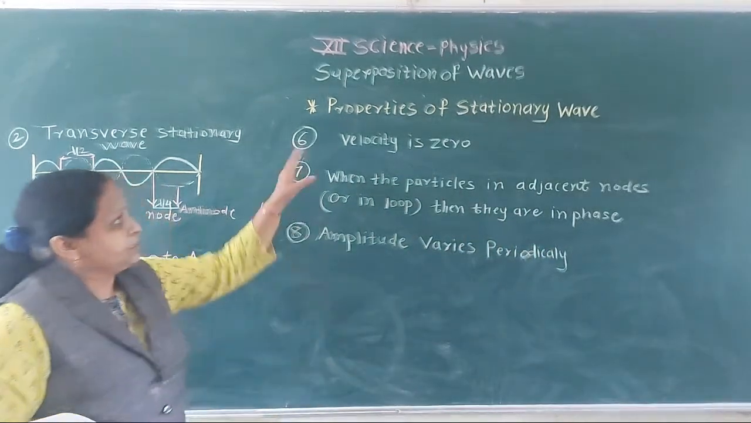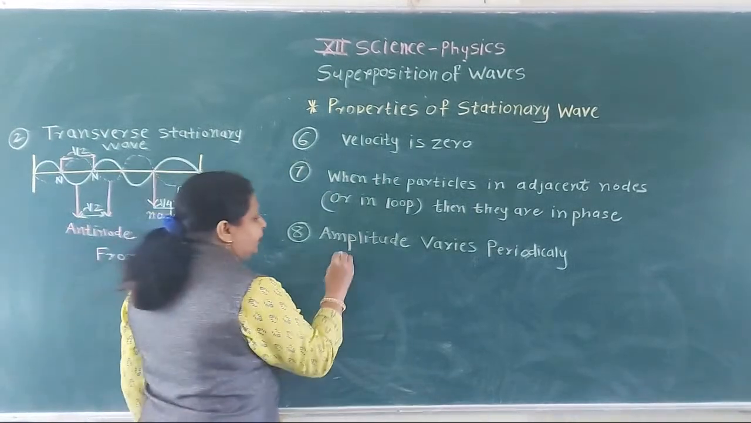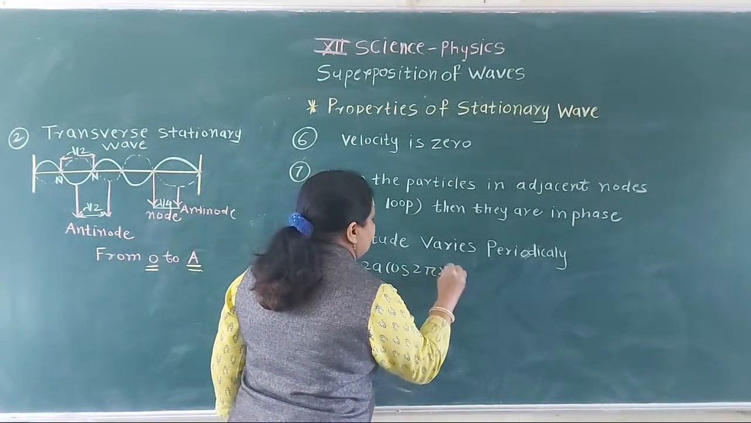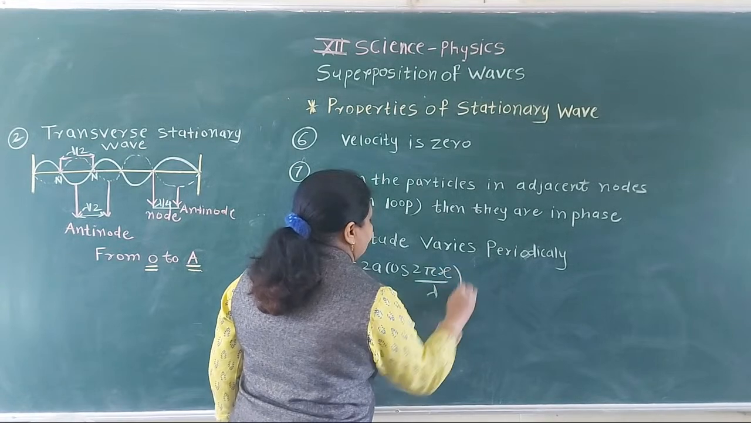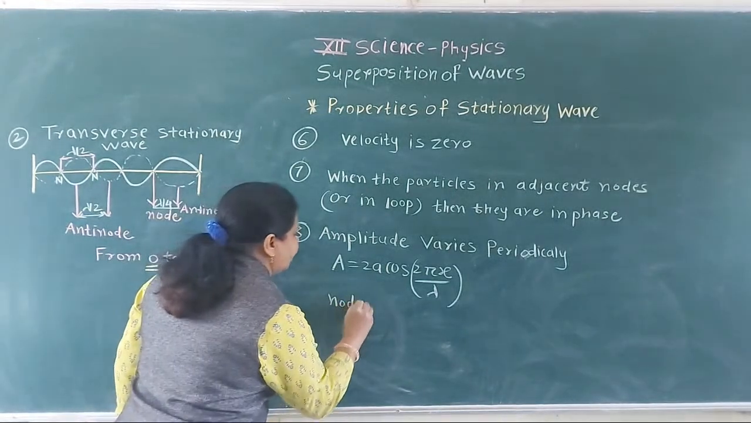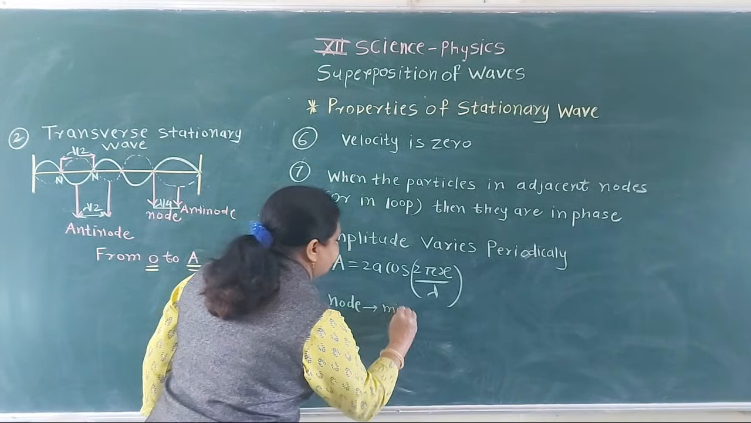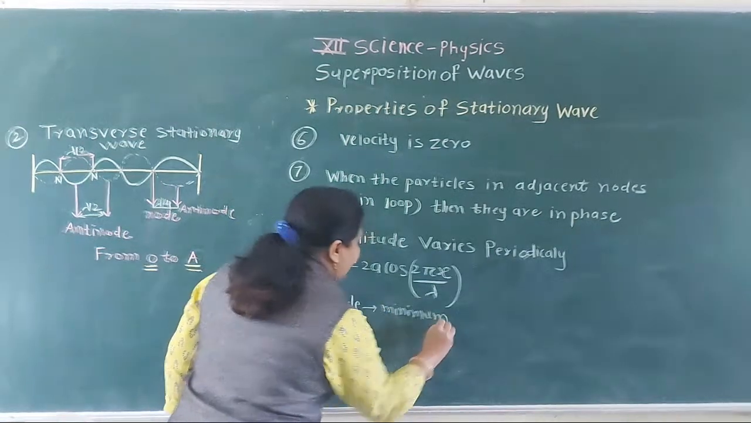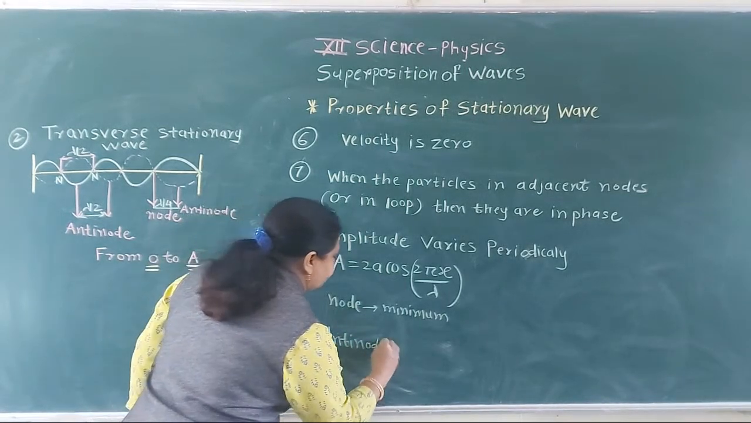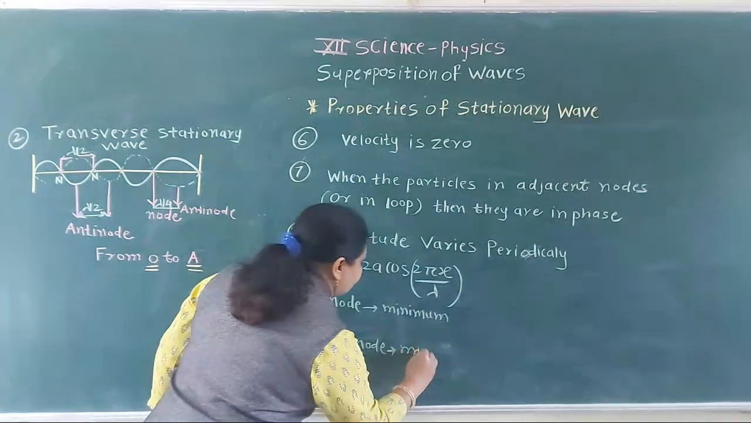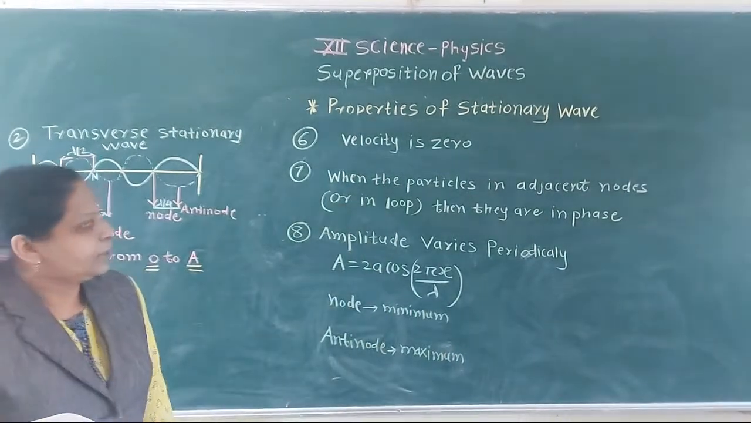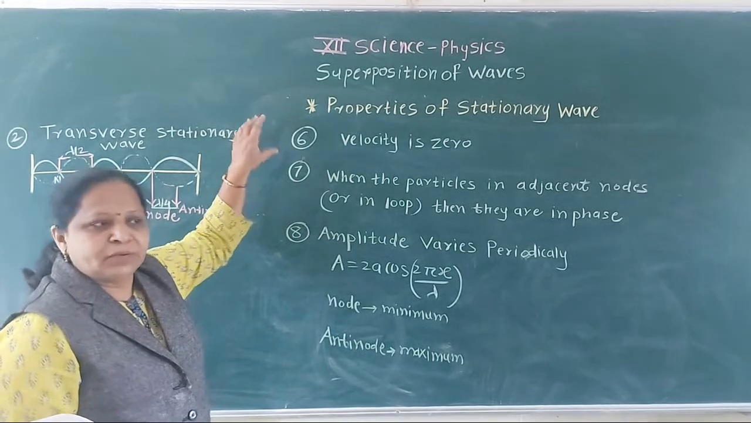So these are the properties of stationary wave. You know the formula of amplitude: A is equal to 2A cos of 2 pi x upon lambda. At node point, amplitude is minimum. At antinode point, amplitude is maximum. So it varies periodically. So these are the properties of stationary waves.